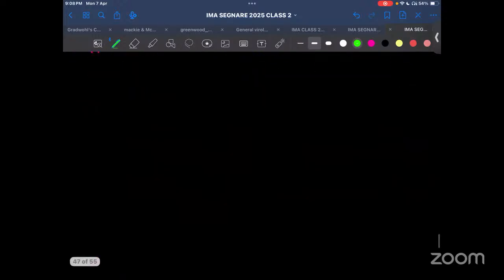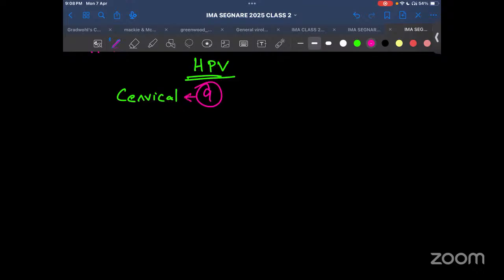Now we have one more organism, that is human papilloma virus. Human papilloma virus, very important virus. It causes cervical carcinoma. See, 9 serotypes are there, and 9 serotypes cause cervical cancer. Now the least common organisms, the low risk organisms causing cervical cancer, are HPV 6 and 11. They are low risk. Okay, low risk. Now high risk serotypes are 16 and 18 causing cervical cancer.